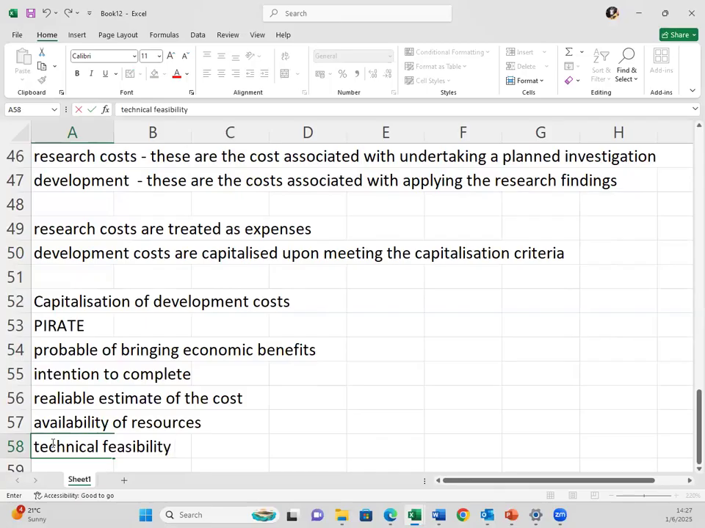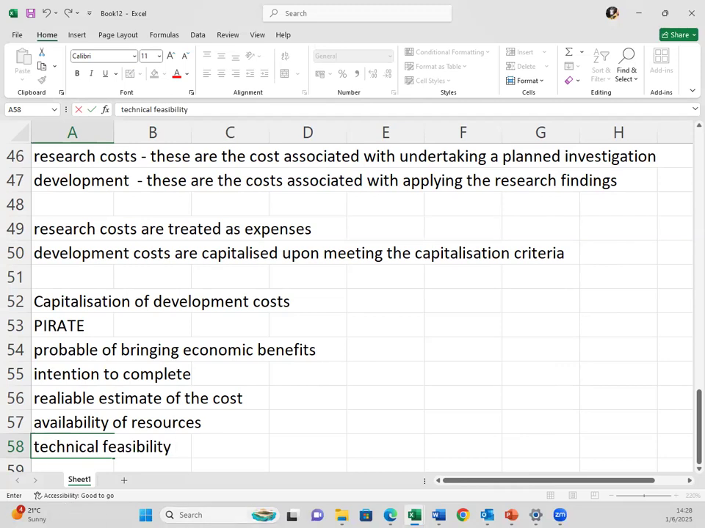So we are saying we capitalize if there are benefits we are expecting from this development. After we have completed, is it capable of yielding us benefit? Do we have the intention to complete? So we can start the development, but do we have an intention to complete? From the time it's showing that we have an intention to complete, we now have the resources and the costs we have incurred can be measured. That's when we can now capitalize the development costs.